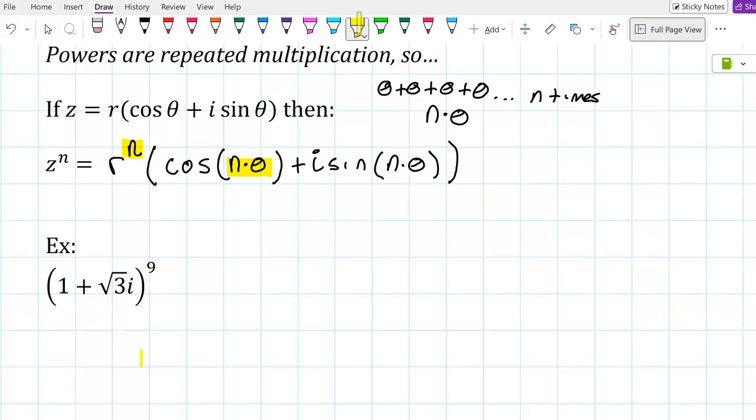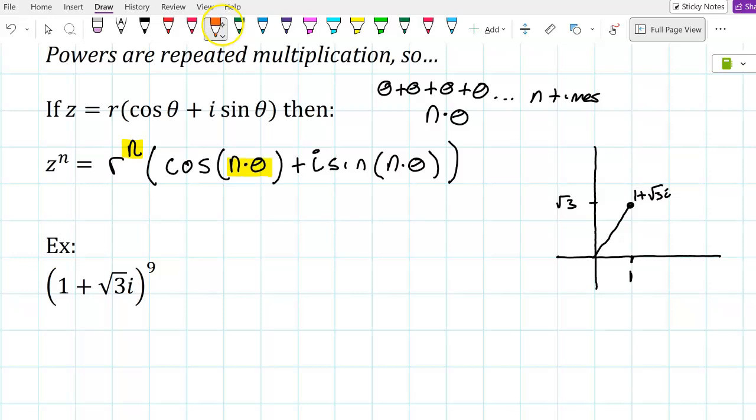If you're feeling curious, pause the video and try it. Otherwise, we'll do it together. All right, here we go. So the first thing we need to do is write this in polar form. And to do that, I think the best thing that we can do is just sketch it out. So we'll draw a little complex plane over here. 1, and then root 3 is up here. So the number itself is 1 plus root 3i.